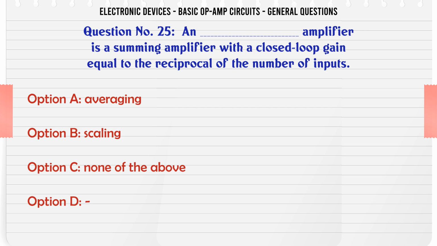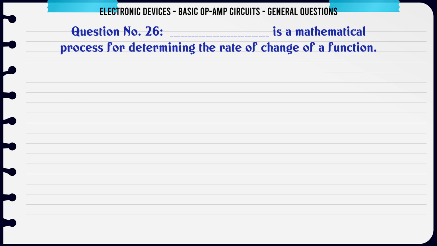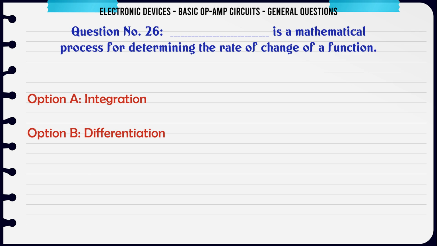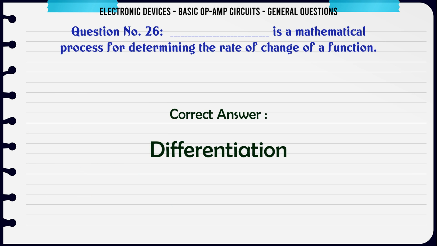An amplifier is a summing amplifier with a closed-loop gain equal to the reciprocal of the number of inputs. A. averaging, B. scaling, C. none of the above, D. The correct answer is averaging. Is a mathematical process for determining the rate of change of a function. A. integration, B. differentiation, C. summing, D. comparatoring. The correct answer is differentiation.